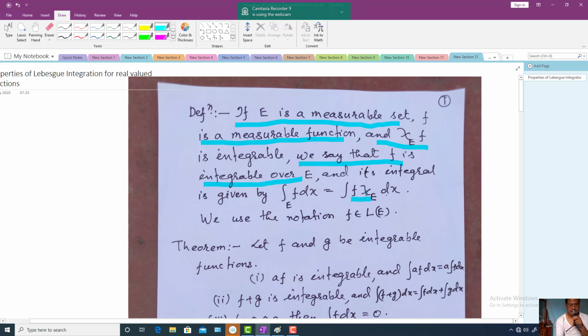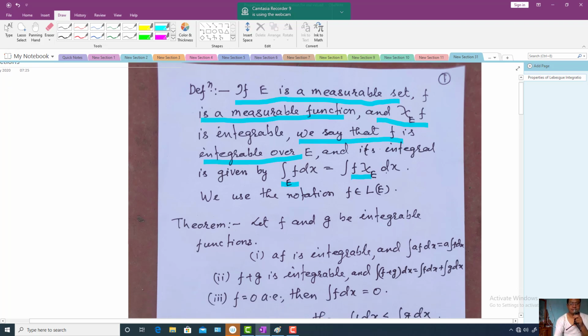So here the integration is over the domain E, but we are putting here chi_E, so this equality is called the integration of the function over the set E. So this is the new definition. Then if a function is integrable over a set E, we use this notation: f belongs to L(E), where L(E) means the set of all Lebesgue integrable functions over the set E. So this is the definition.